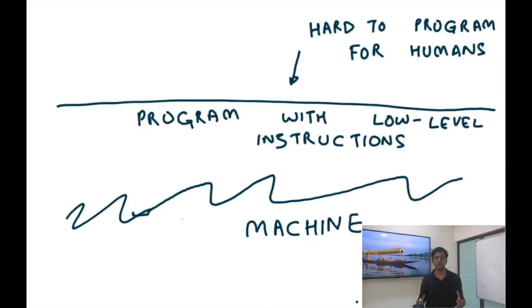On a computing machine, you can run a program which has some instructions, and I'm going to call these instructions the low-level instructions. So, a program with low-level instructions can execute on such a machine. However, there is a problem. This program with low-level instructions is too hard for humans to understand and program because these instructions are low-level.